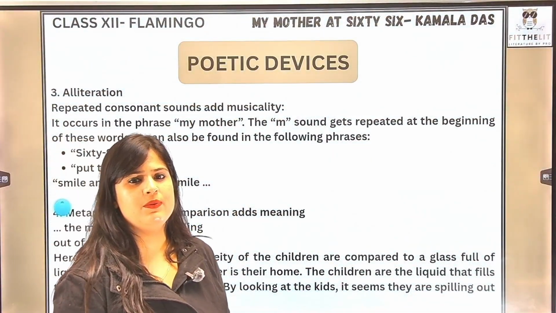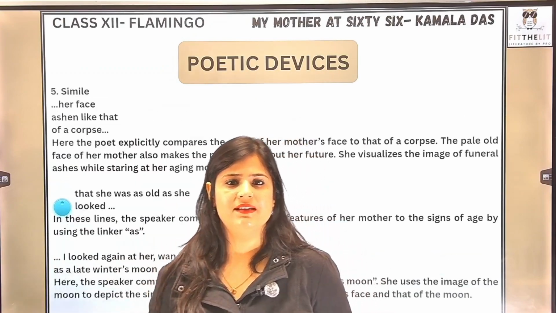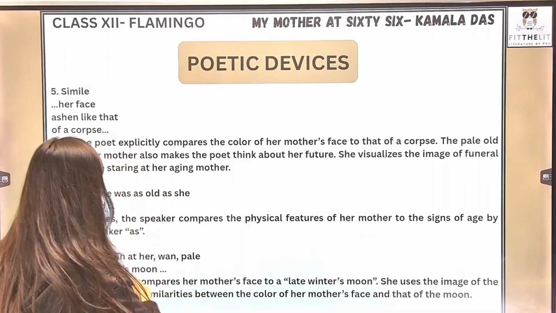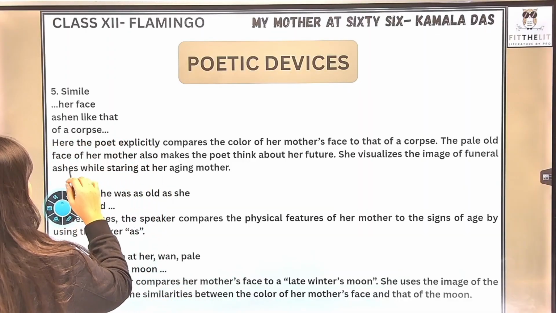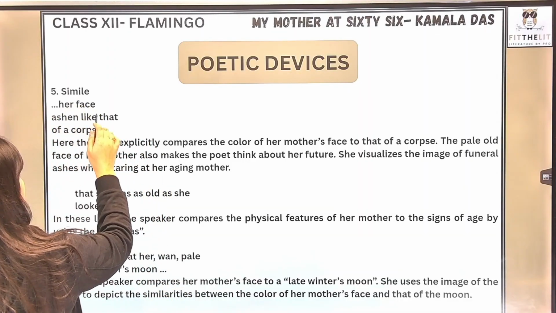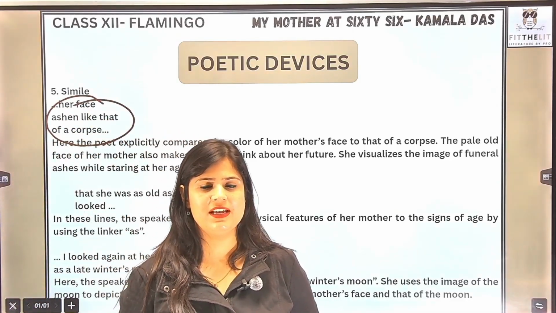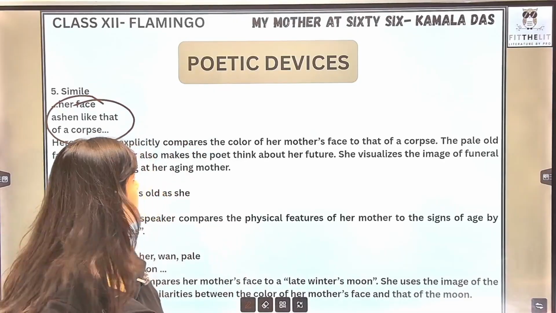Let us move forward with the last poetic device, and that is simile. So, two instances of simile are there. First one is when she says her face ashen like that of a corpse. Her face ashen like that of a corpse.